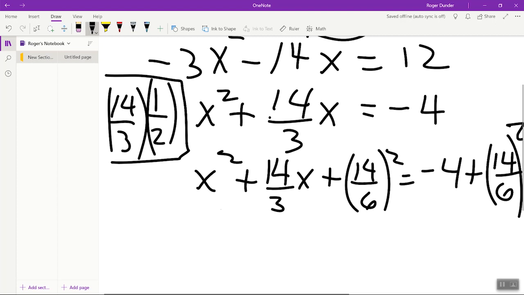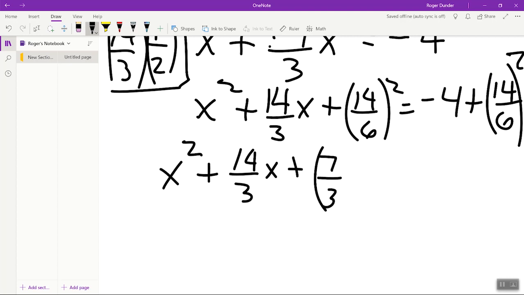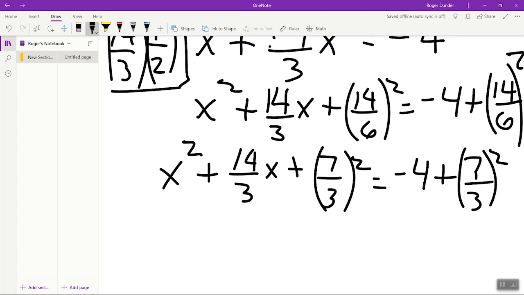This one's a little messy, you see, because it's involving some strange fractions. So what is 14 divided by 6? Well, we can reduce it a little bit. 7 over 3, isn't it? So we can make it slightly simpler. So we can write this as x squared plus 14 over 3x plus 7 over 3 quantity squared is equal to negative 4 plus 7 over 3 quantity squared. So I've added 7 over 3 quantity squared to left and right.